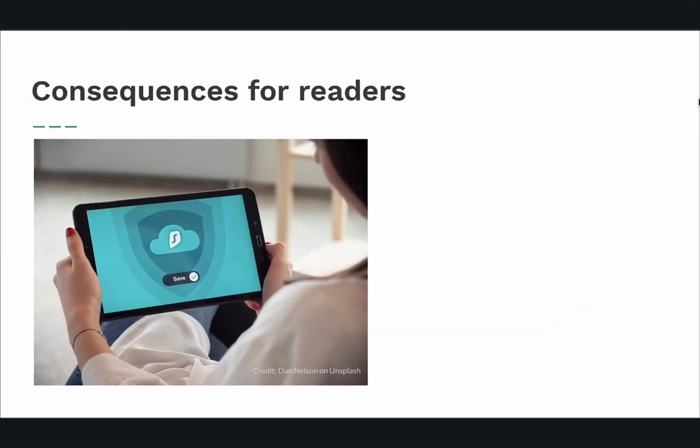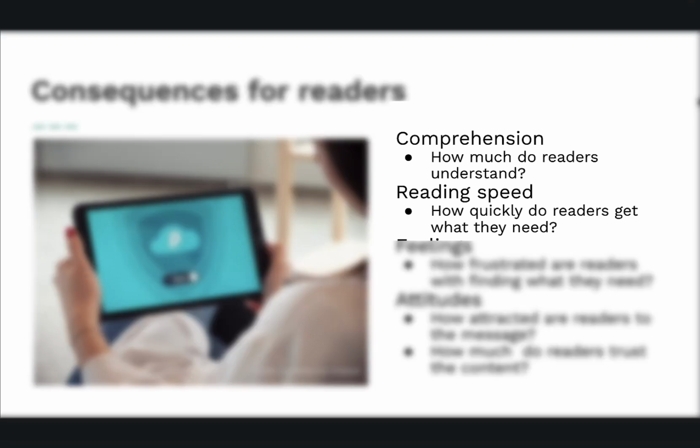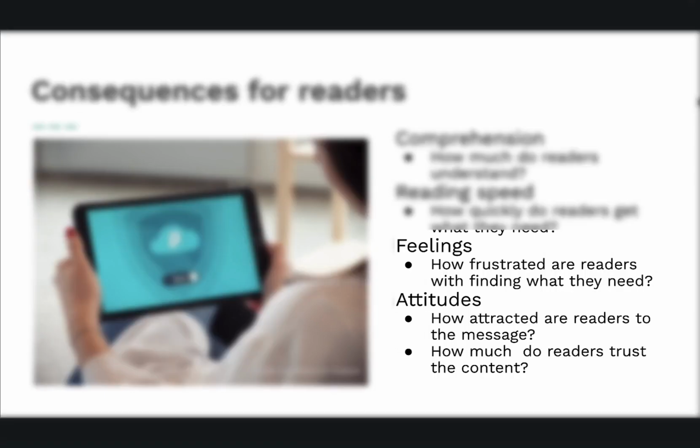Let me summarize some of the consequences of language variation. Here's a list of ways in which language variation in writing can affect a reader. The variants a writer chooses may affect reader comprehension and reading efficiency. I've mentioned these in several earlier examples. Readers also have feelings and attitudes that are influenced by language variations. For example, how frustrated do readers feel trying to find what they need because the writer used syntactic structure that makes the information less clear? Or how attracted are readers to the message based on the match between their own and the writer's dialects?